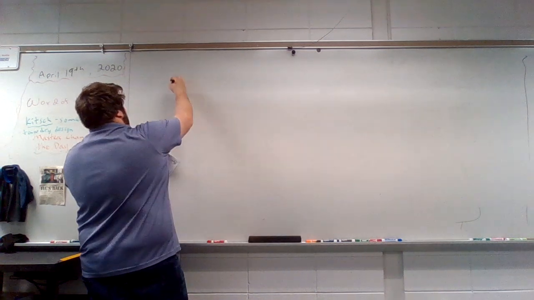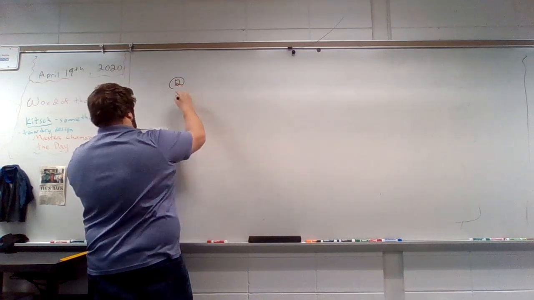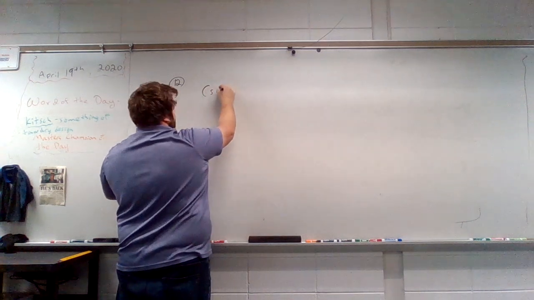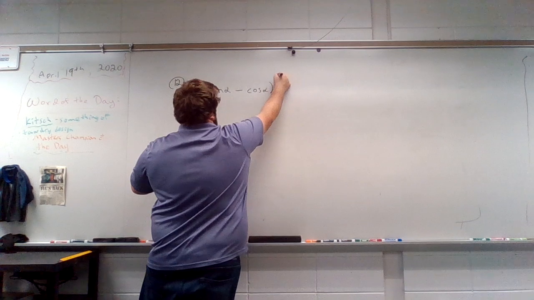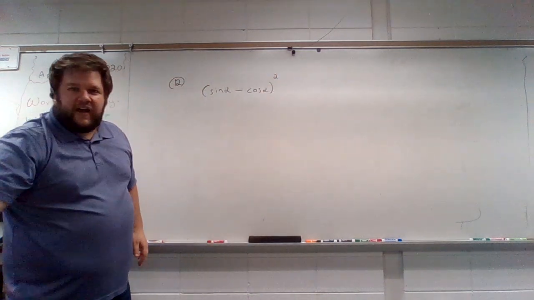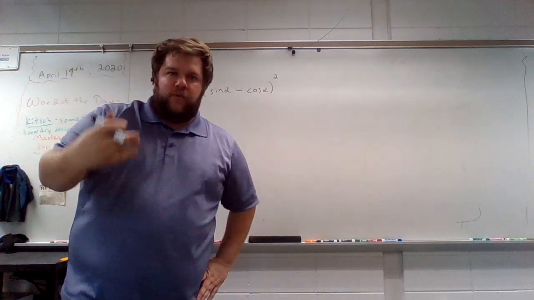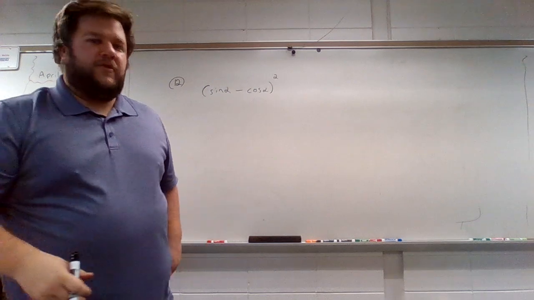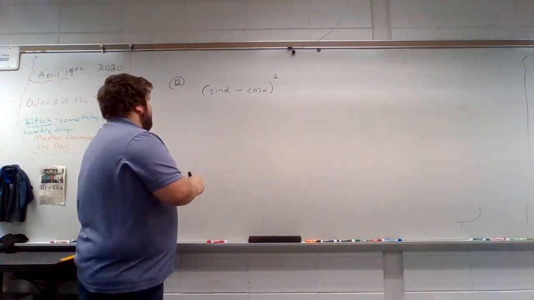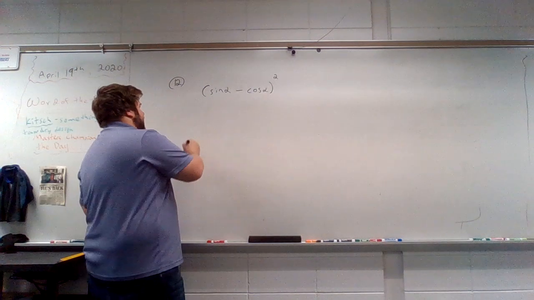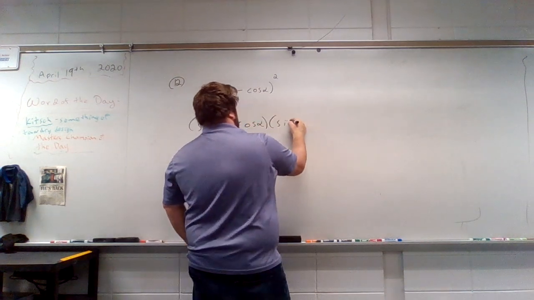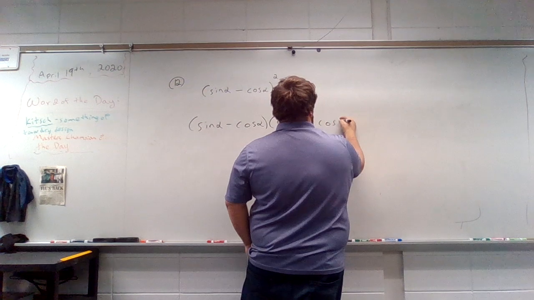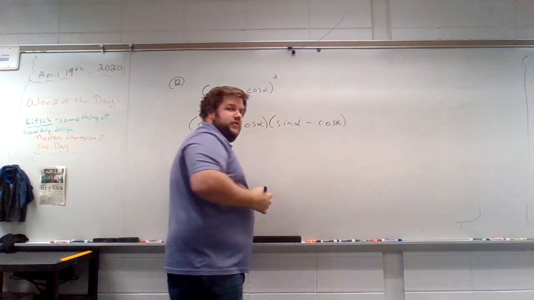So this is another one where we're just trying to simplify. So it says sine alpha minus cosine alpha squared. Whenever we have a second power like that, one way we can do it is write it out and distribute. So I would write this out as sine alpha minus cosine alpha times sine alpha minus cosine alpha, and then distribute.